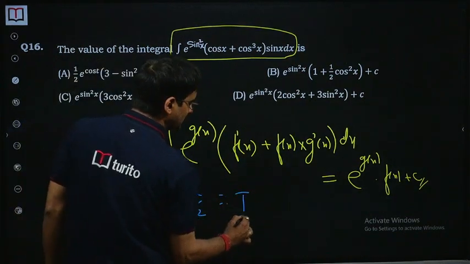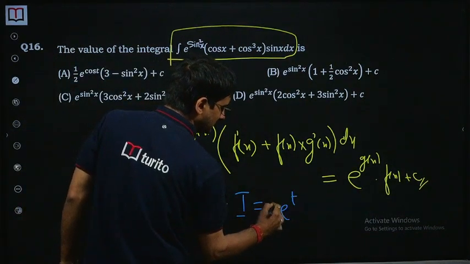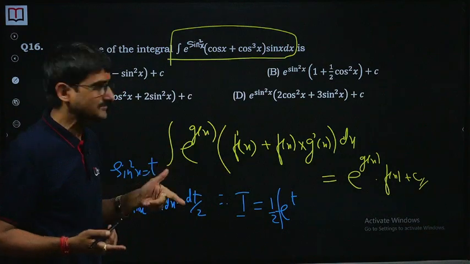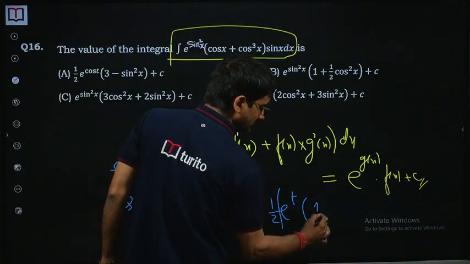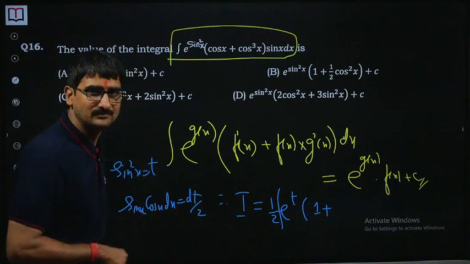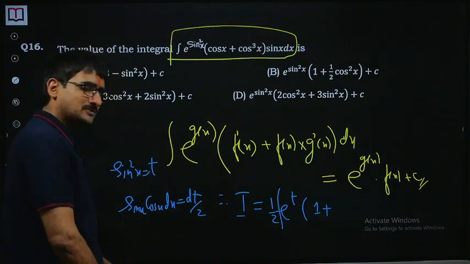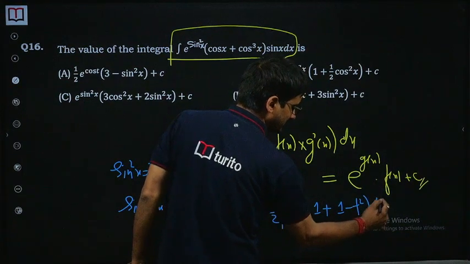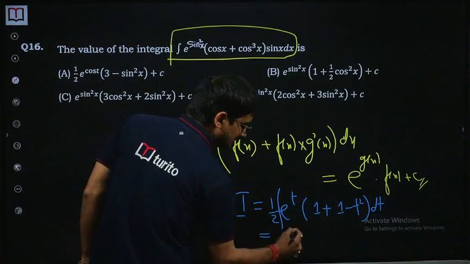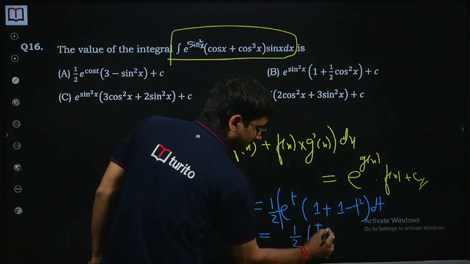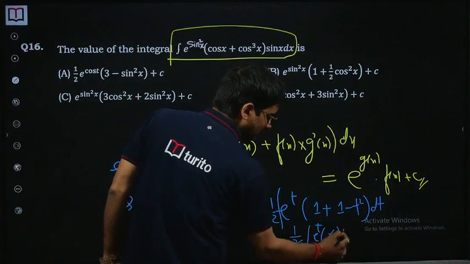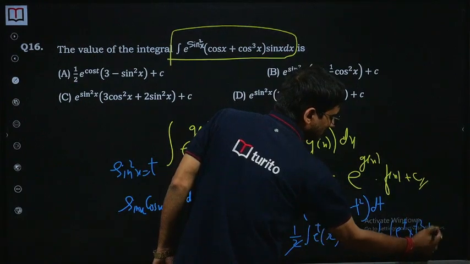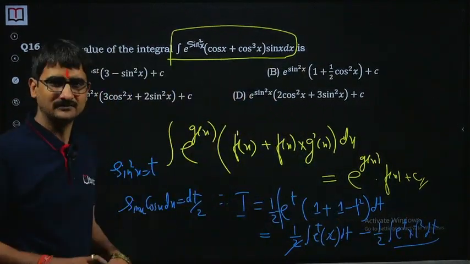So therefore the integral is e raised to the power t, half. Take cos x common, cos x sin x dx is dt, so it's 1 plus cos square x. Cos square x can be written as 1 minus sin square x, which is t square, and that's it. Okay, so now you can easily apply. So this is 1, 2 gone, and this is half times e raised power t into t square dt, and then apply it by parts. Simple. That's how I did.